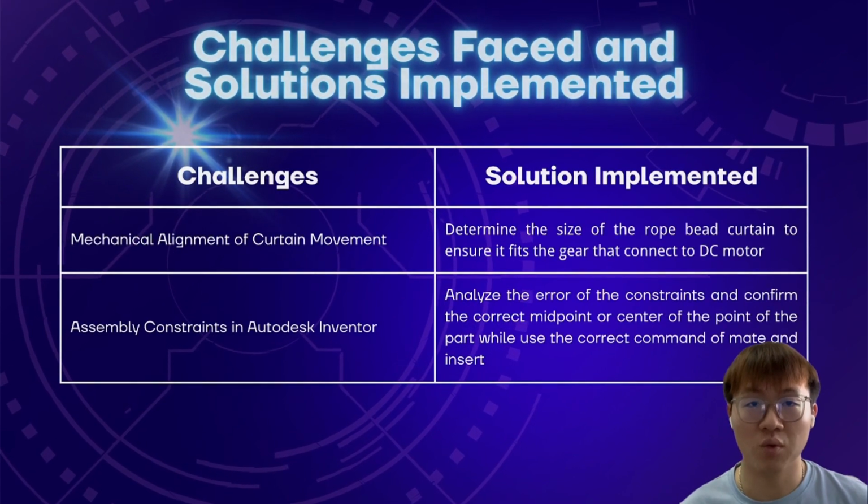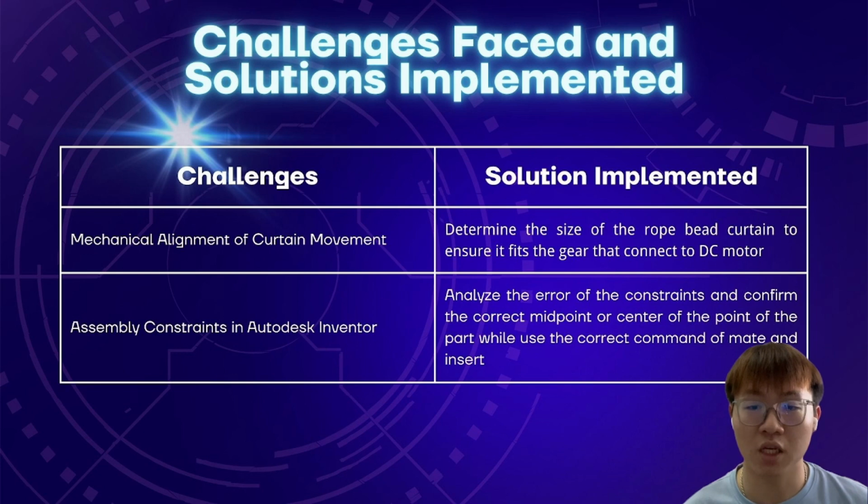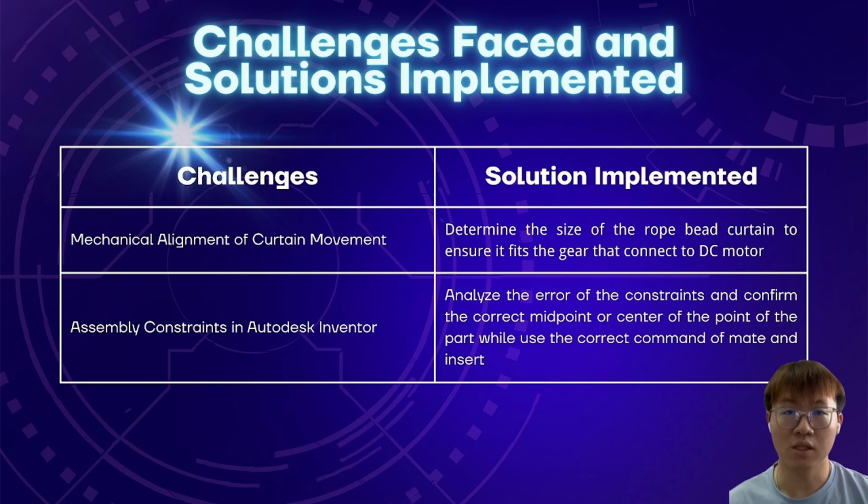The first challenge that we faced in this mini project is the mechanical alignment of curtain movement, and the solution implemented is that we improved our idea compared to before, which is using a stepper motor, and we also use a gear which is the same size as the big curtain. This idea was decided after discussion with my team members.